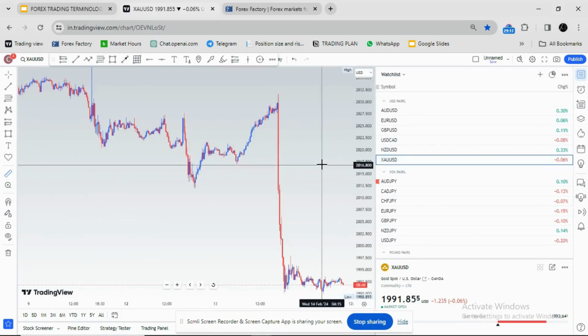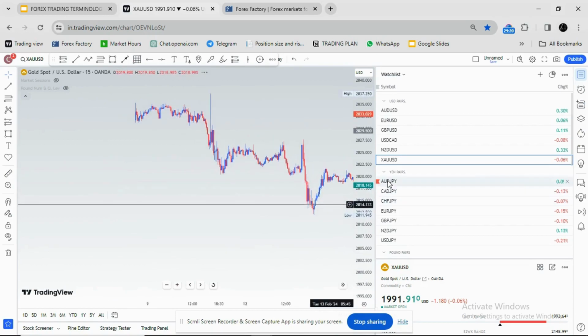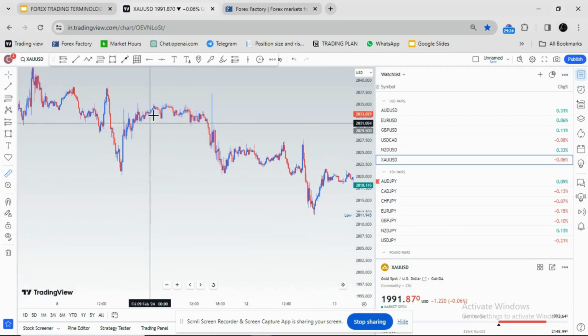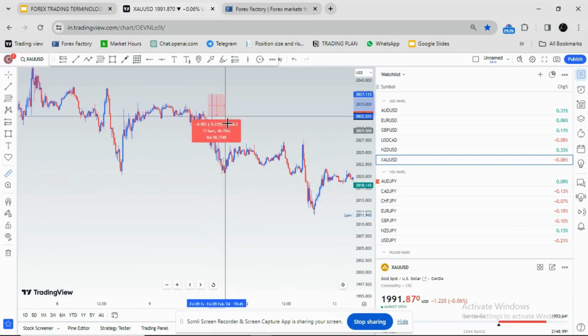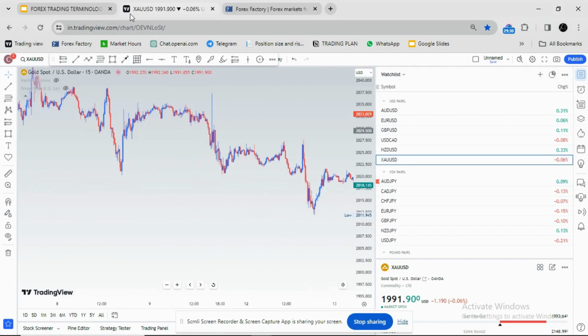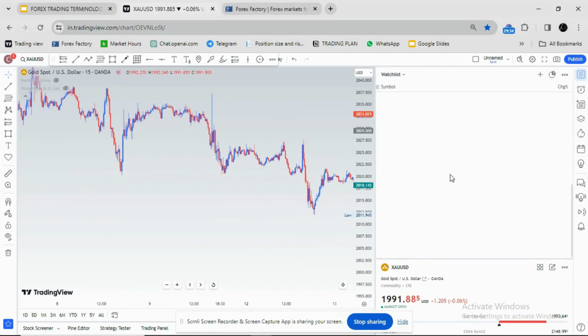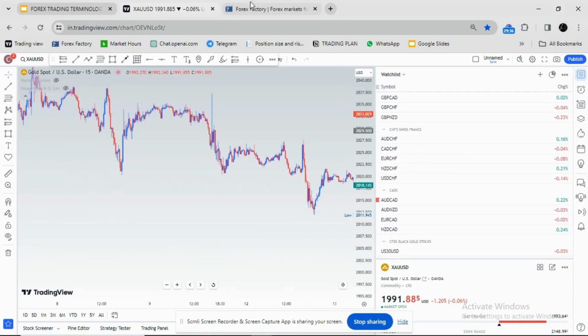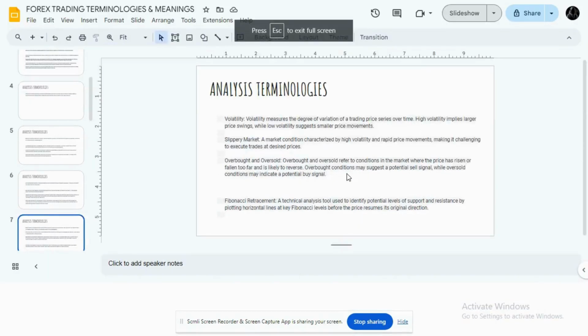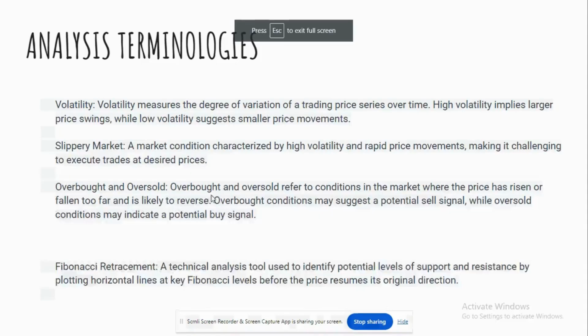Gold is mad. Gold kills everyone. If you are on the wrong side in gold, you're going to be massacred. Gold moves like crazy. That is what we mean by volatile, and most of the currencies are volatile when we have news. I hope that point is home. So sometimes you might want to be cautious when there is news.